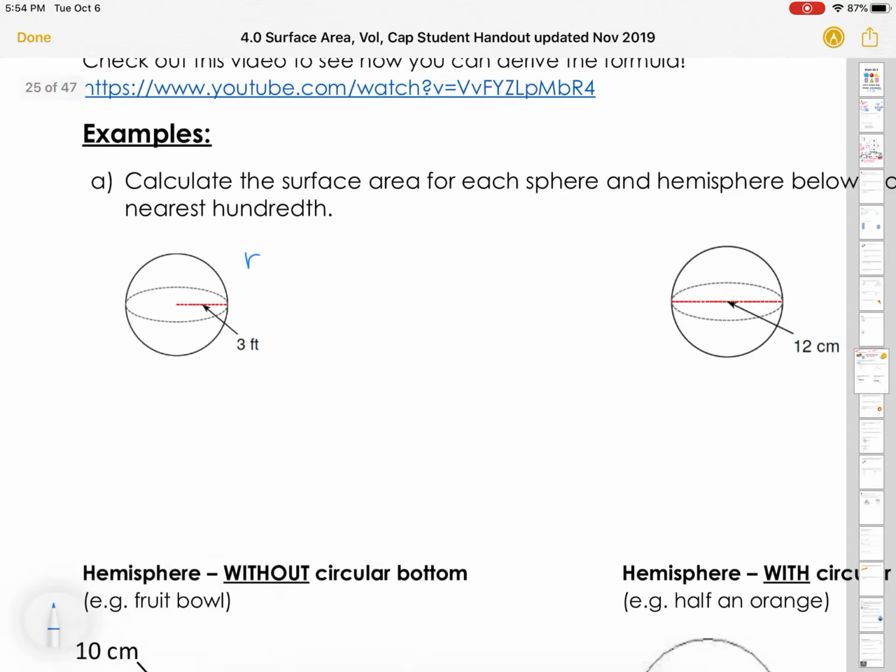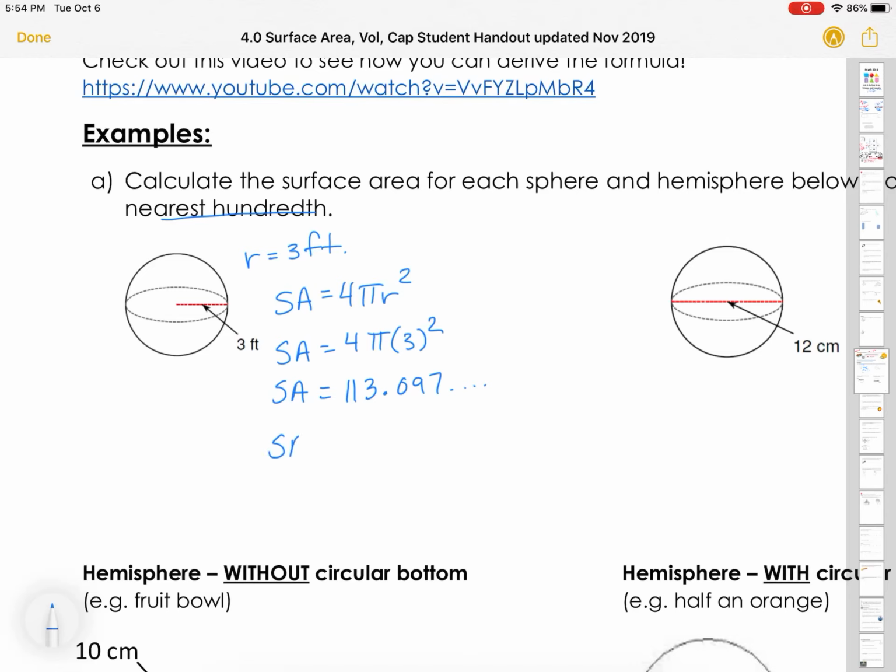So we have our radius is 3 feet. So we take our formula, surface area is equal to 4 pi r squared. And it's area, so r would actually have to be squared, right? So it'll be 4 pi r is 3 squared. We multiply that, we get 113.097... and it's to the nearest hundredth. So we're going to round that to 113.10 feet. Oh, and feet squared, because it is area, surface area, so the units are squared.